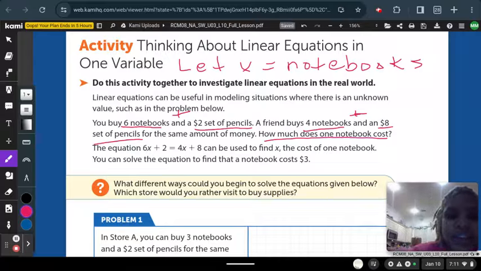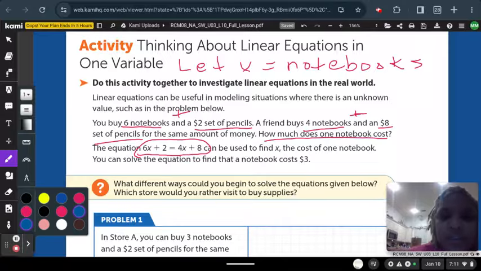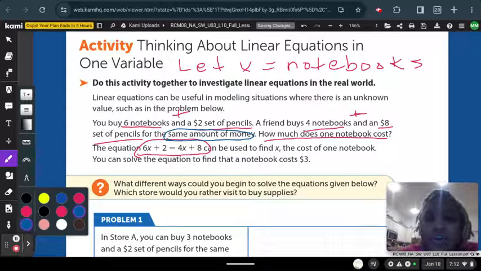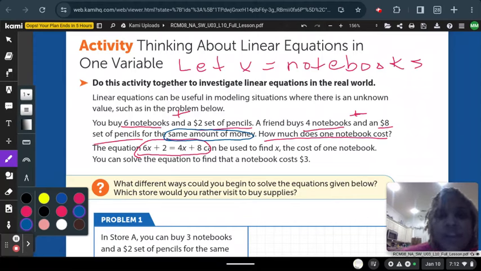So you can see that that problem was translated to 6X plus 2 equals 4X plus 8. Why do we have them equal to each other? Because it said they paid the same amount of money, okay? So whatever I paid for 6 notebooks and a set of 2 pencils is the same amount the person who bought 4 notebooks and 8 sets of pencils paid. It costs the same. Okay. So we want to find the cost of one notebook in this case. All right. So I'm going to work this one out here.